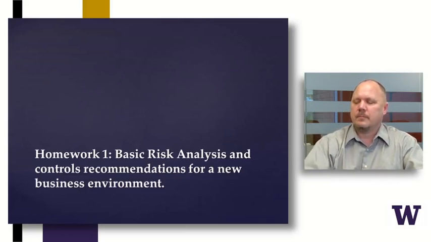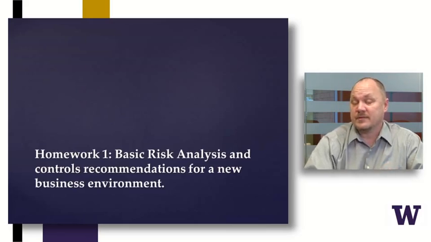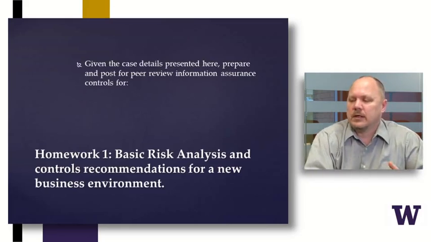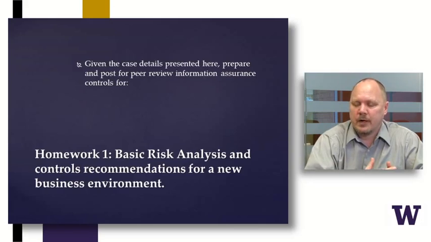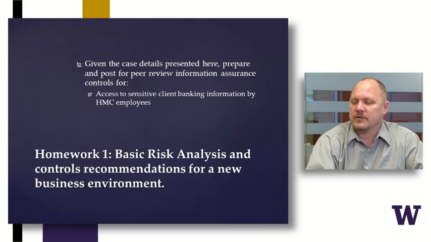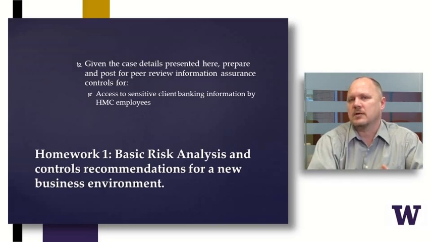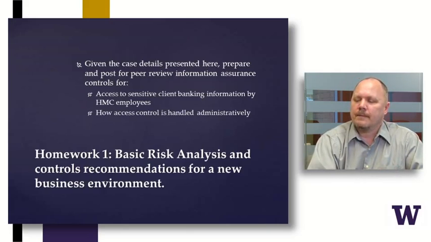So your homework. We're going to do a basic risk analysis and control recommendation for a new business environment, this thing that we're walking through. Given the case details that we're presenting, I'd like you to prepare and post for peer review information assurance controls for access to sensitive client banking information by HMC employees. If we look at the changes that we just saw proposed to the organizational structure, you might imagine that there are changes required to our standard control set, and how access control is handled administratively. Consider those concepts, and I'd like you to at least choose a limited set of controls that you think would be the most interesting ones that you need to change, and post that for peer review on the Coursera site.